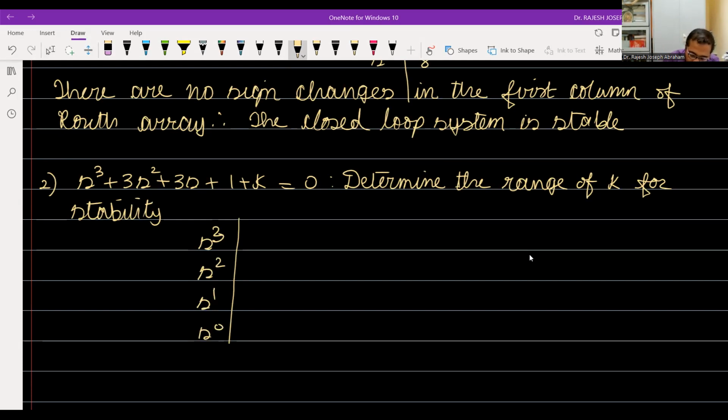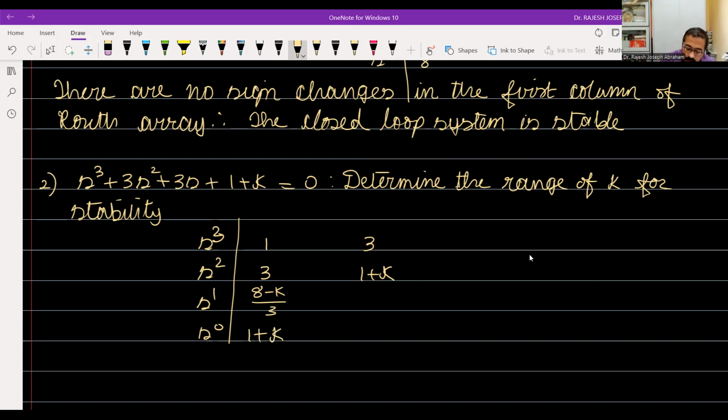What will be the first entry? 1, 3. What is the second entry? 3, 1 plus k. What will be the next entry? 9, this into this: 9 minus 1 into 1 plus k. That means 8 minus k divided by 3. What will be the next entry? 8 minus k by 3 into 1 plus k minus 3 into 0, whole divided by this thing. That means 1 plus k.